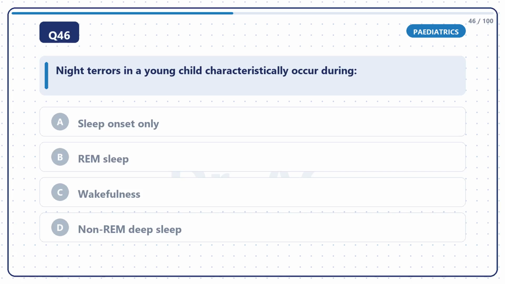Question 46. Night terrors in a young child characteristically occur during option A. Sleep onset only. Option B. REM sleep. Option C. Wakefulness. Option D. Non-REM deep sleep.